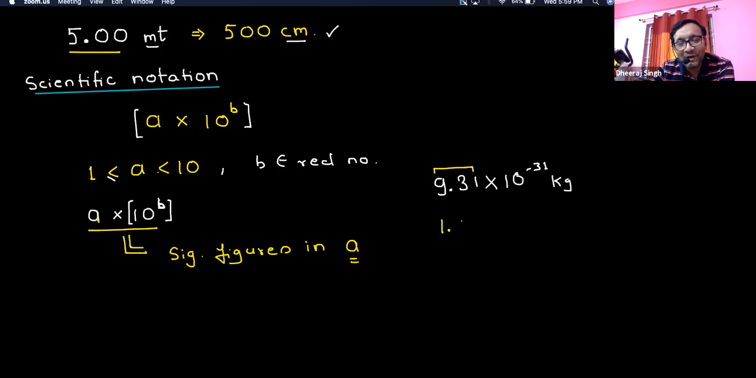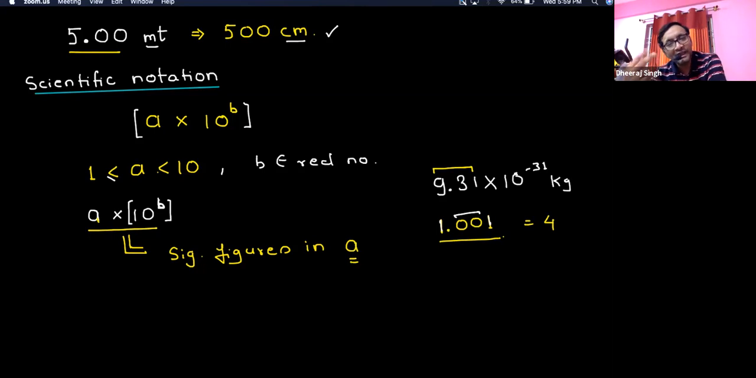Now tell me, 1.001. How many significant figures does this have? 4 it has. Easy, right? These two zeros are between two non-zeros, so they are significant, and non-zeros are anyway significant. So two zeros are significant and two non-zeros are anyway significant. So total 4 significant. All right.